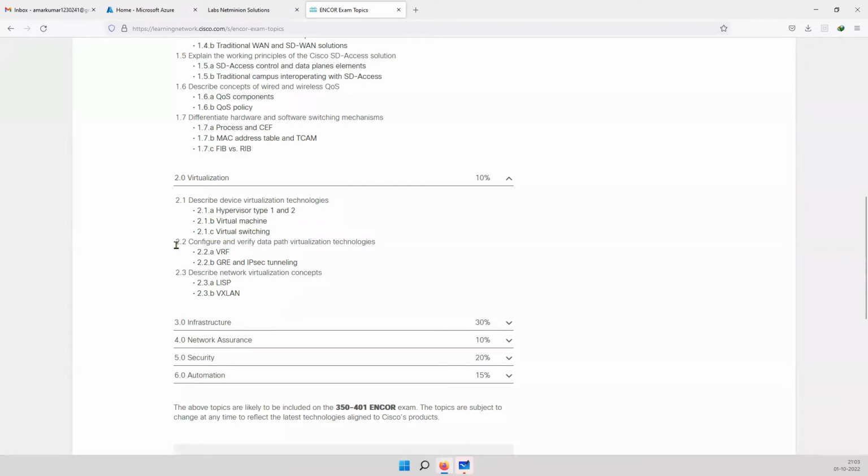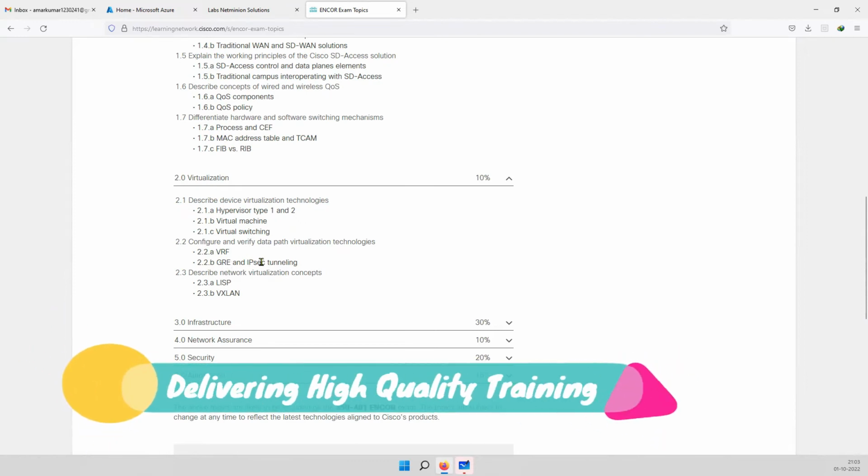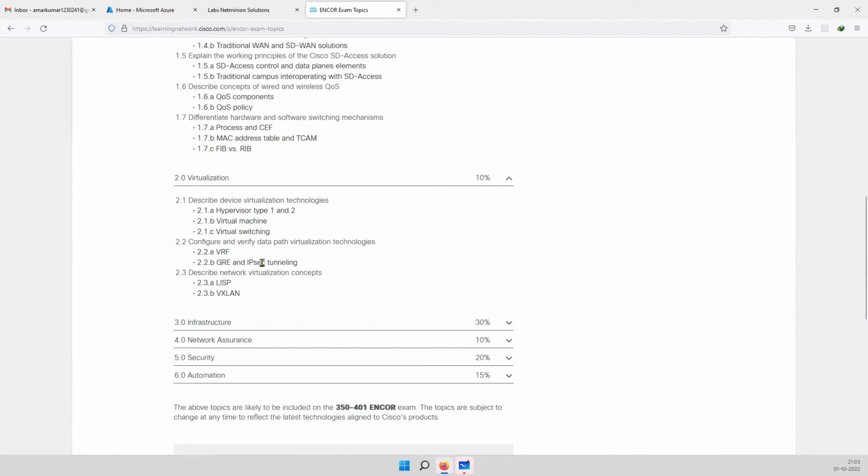After virtual switching, we will go into the router, and we will talk about VRF, Virtual Routing and Forwarding. Then we are going to talk about GRE, Generic Routing Encapsulation protocol, and IPsec tunneling. Here we are going to talk about what the benefits are if you are using GRE, and the benefits when you are using GRE and IPsec, all those tunneling.